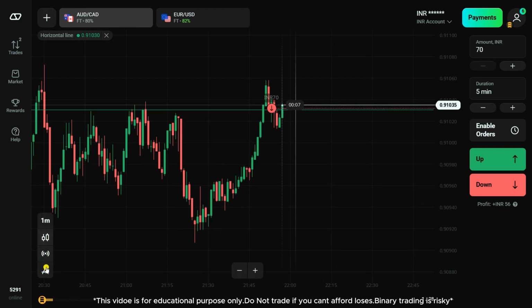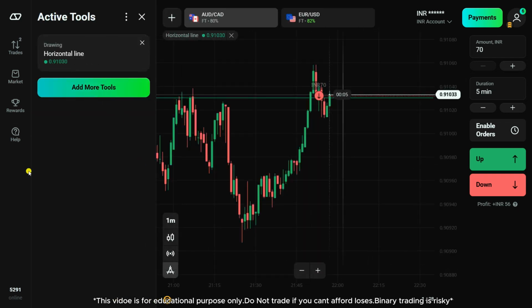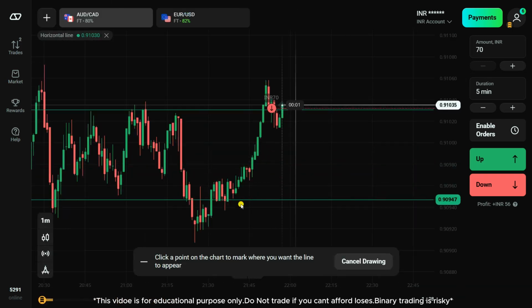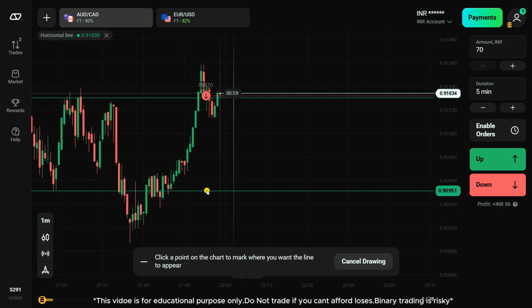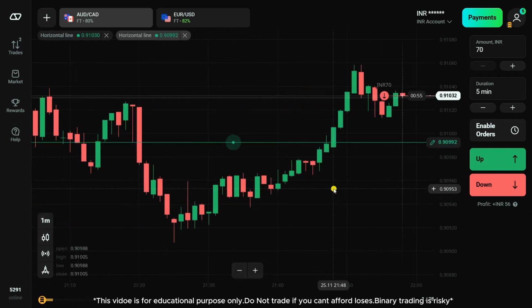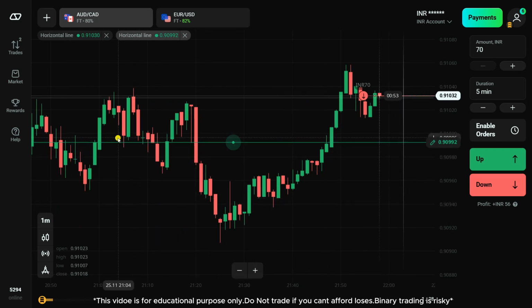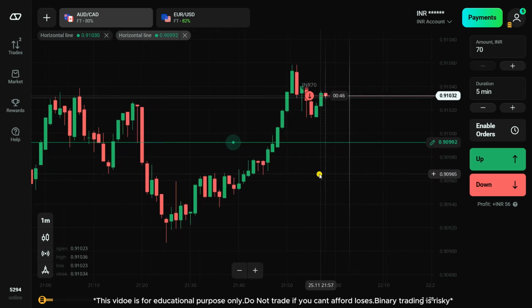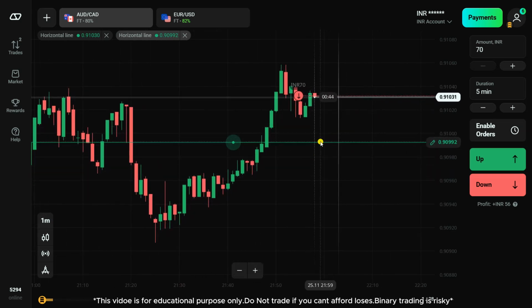Just go to the indicators icon, add more tools, click on the horizontal line. We have to find the best support area. This is the best support area. How do I draw the best support area? You can observe the market reversals here. When there is a larger number of reversals, you can draw a support and resistance exactly at this point.